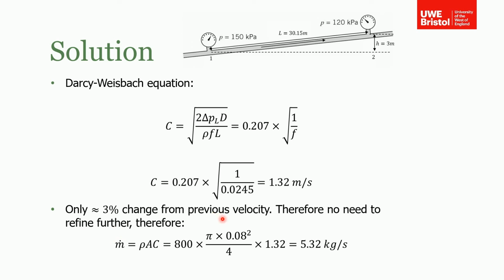Just remember that that's not the last part of the question. That's obviously quite an important part of the question, to find this velocity, but we were in fact asked to estimate the mass flow rate. So from this velocity, we then just need to work out the mass flow rate from density times area times velocity, and plug in all the numbers, and that gives us an answer of 5.32 kilograms per second.